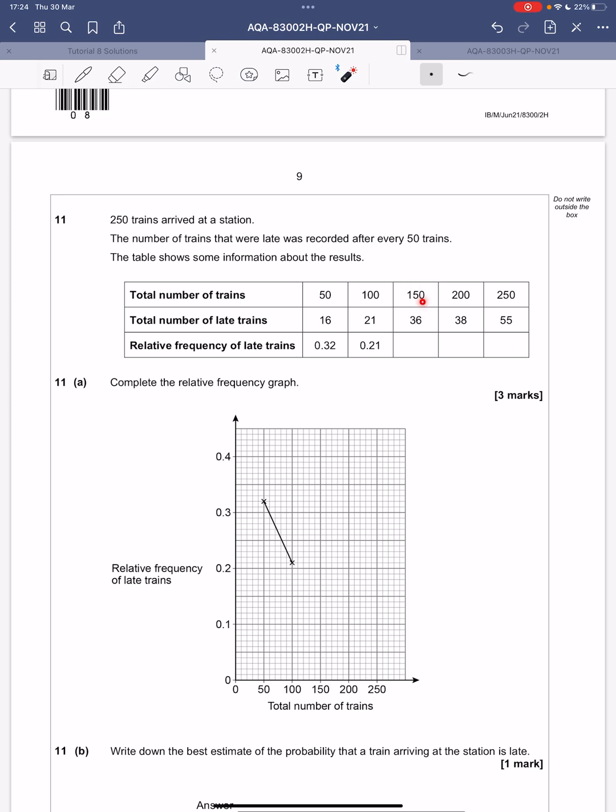This one, 36. So the relative frequency is this number divided by this number. So the relative frequency for the next one, 36 divided by 150, 0.24. This one, 38 divided by 200, 0.19. 55 divided by 250, 11 over 50, 0.22.